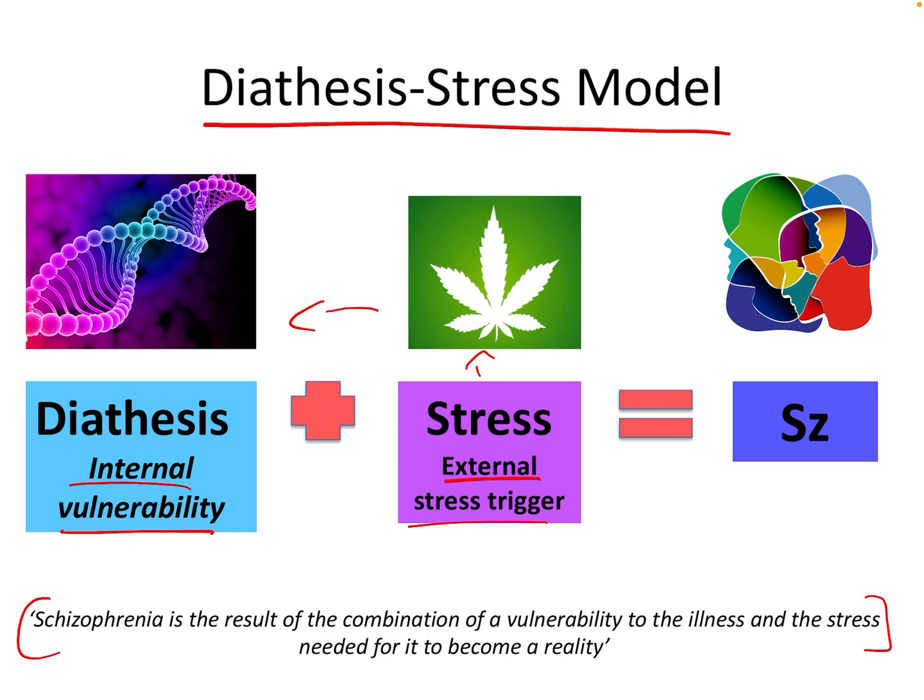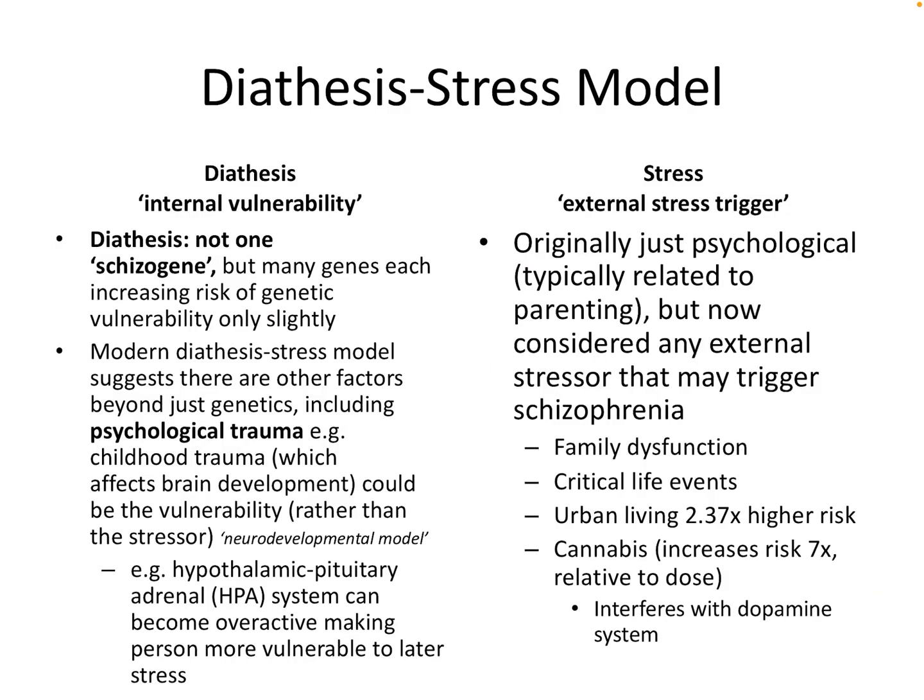So we've looked at diathesis stress models before, but we've looked at what are now considered to be really, really outdated models. So the original diathesis stress model, also known as Meehl's model, said that diathesis was a genetic vulnerability. Nowadays, what we know of diathesis is much, much more complex, and we've got a better understanding of what these internal vulnerabilities could be.